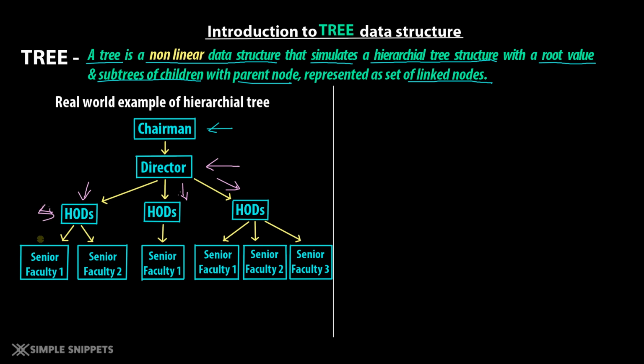Under the HOD we have senior faculty. Over here we have only one senior faculty, and over here we have 3 senior faculties. And the hierarchy would go on. We would have some junior faculties under the senior faculties and so on. So this is a real world example of what a hierarchical tree would look like. There are many other examples.